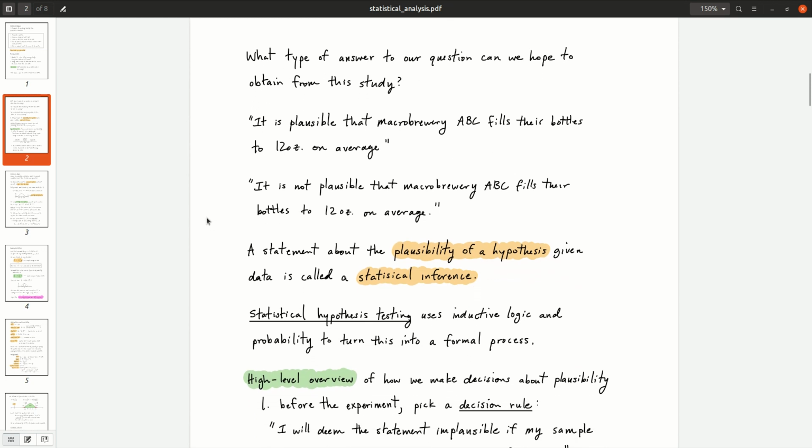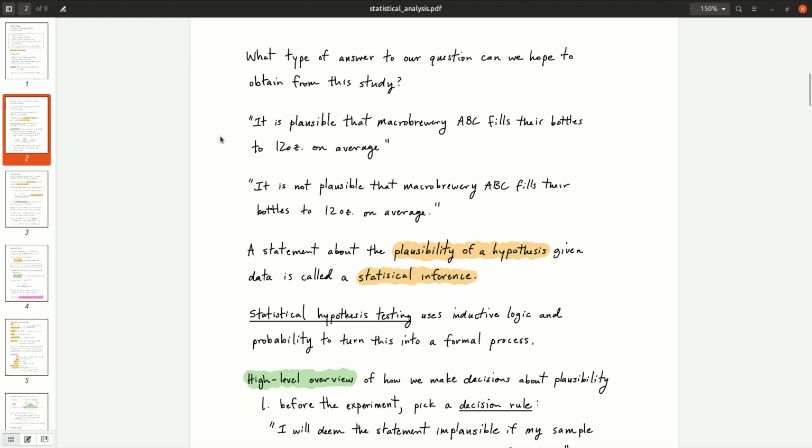All right, so if we do this study and collect this data, first thing I wanted to discuss is what type of answer to our question can we hope to obtain from this study? Remember, the question is: is the brewery filling up their beer bottles to 12 ounces? And I'm going to contend that there's only certain types of answers that you can expect to get from this study. One of them would be that it is plausible that macro brewery ABC, which is our generic name for this brewery, fills their bottles to 12 ounces on average, or that it is not plausible that macro brewery ABC fills their bottles to 12 ounces on average.